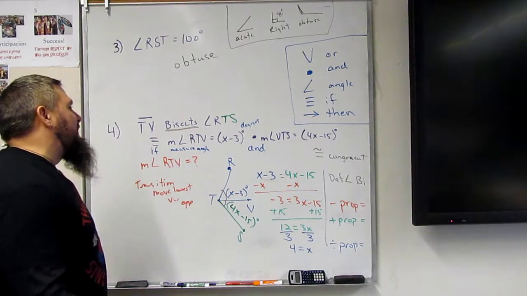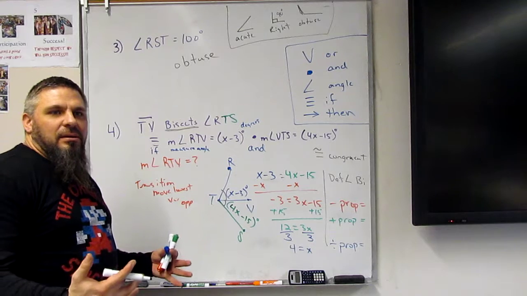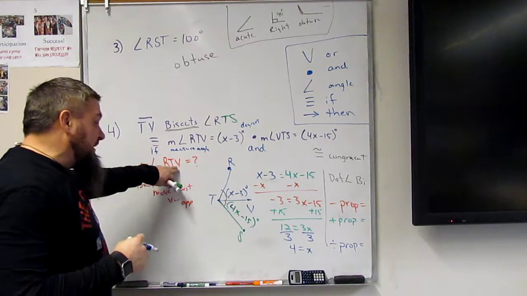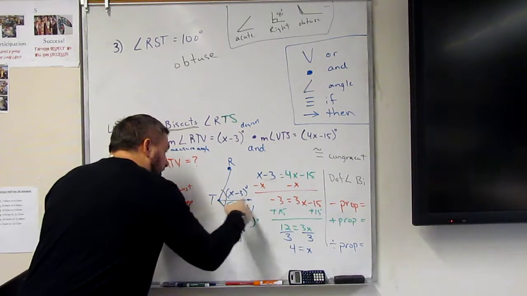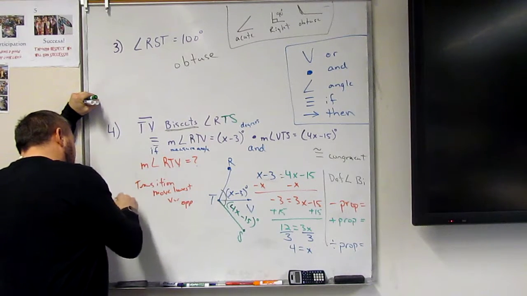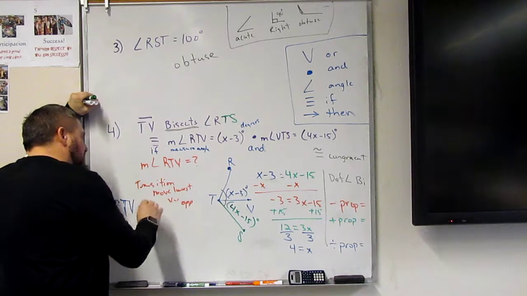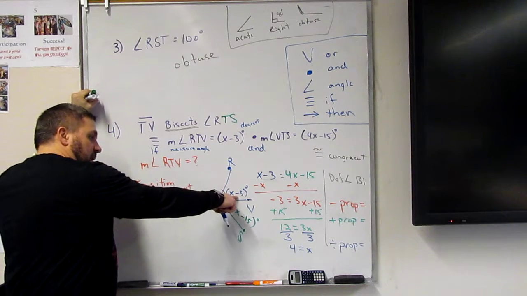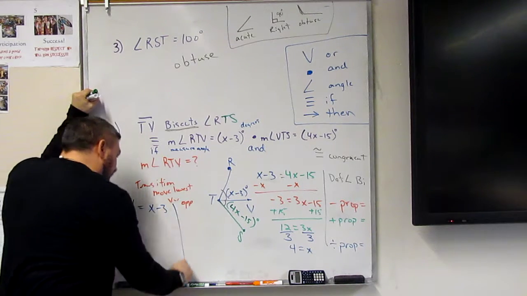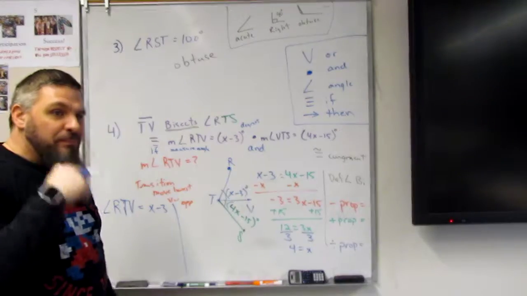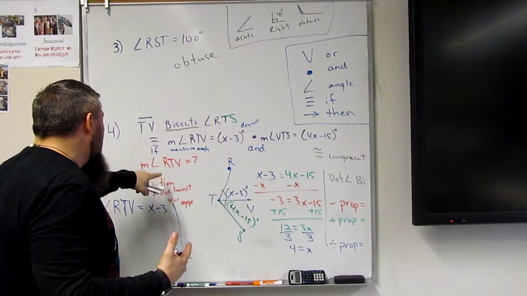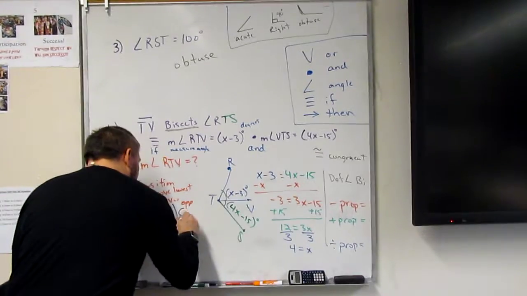So I know that x is 4, but I still don't know what the answer is, right? Because they want to know what RTV is. What is RTV? Well, RTV, the angle, is equal to x minus 3, right? And why can we say that? Because it was given. RTV is given.